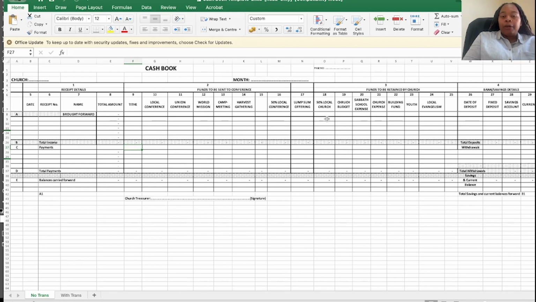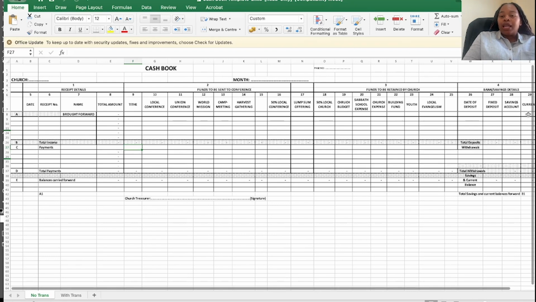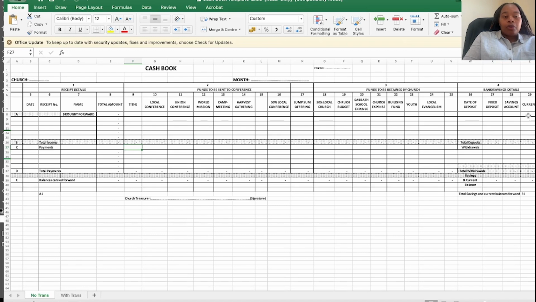You just take the total as per your bank statement, the previous bank statement. You put it under column 19, and then you also put that same amount under current account as your brought forward. Okay, then section C is our payments. In section C, you record your payments, and then section D will be your total payments, and then section E will be the balances carried forward. So the balances for this month will be carried forward to the following month, and when they get to the following month, they will be the balance brought forward.